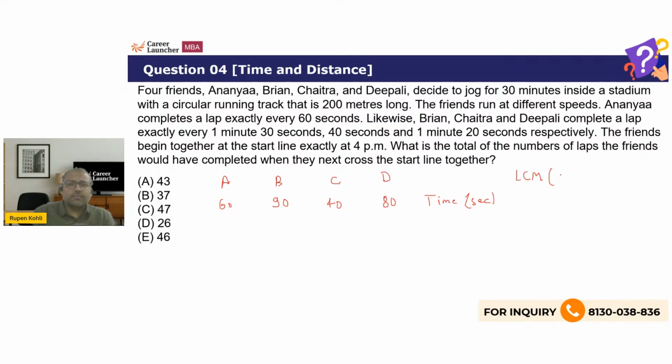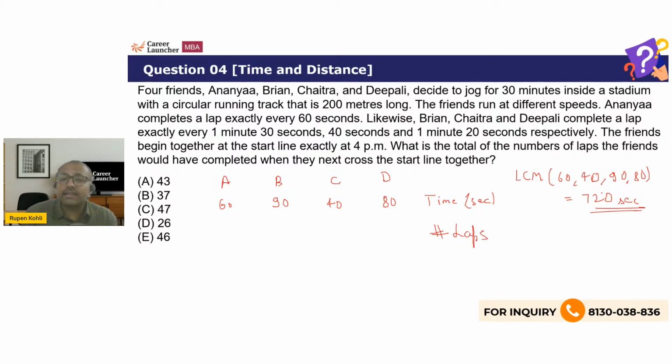So what is a common multiple? What is the LCM of these numbers? 60, 90, 40, 80. Well, I guess 720 would work, right? 80 into 9, because in 80 there is no 9. So 720 takes care of every number, right? Yeah. So 720 seconds is the time after which all of them would have crossed the start line together. So that is not what the question is asking. However, with this time, we need to find how many laps in total the friends would have completed, right? By this time, which is 720 seconds, what is the number of laps that they would have completed?